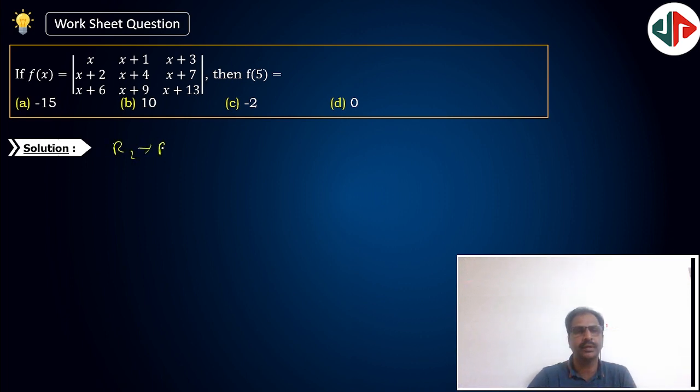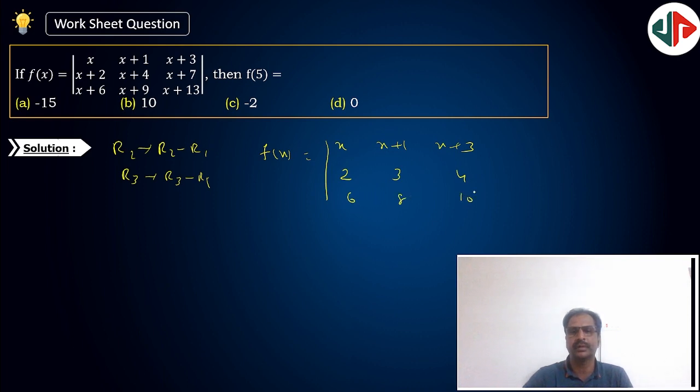For second row, let us apply R2 minus R1. For third row, R3 minus R1. Then f of x will be determinant of x plus 1, x plus 3. By applying R2 minus R1, here you will get 2, 3, 4. R3 minus R1 gives 6, 8, 10. Of course, you can take 2 common from third row. If you take 2 common, then you get 3, 4, 5.